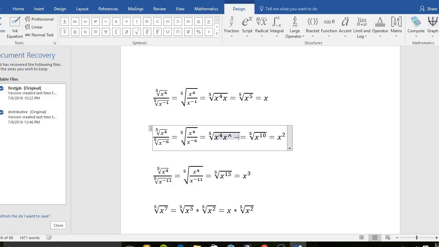X to the negative 6 comes up as x to the positive 6, so you get x to the fourth times x to the 6, and then by the laws of exponents you add the 4 and the 6 and you get 10. Now x to the 10th, 10 divided by 5 is 2, and again we're assuming all variables are positive, okay? So it's x to the 2 power, and there's that.